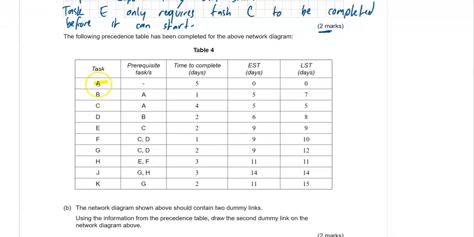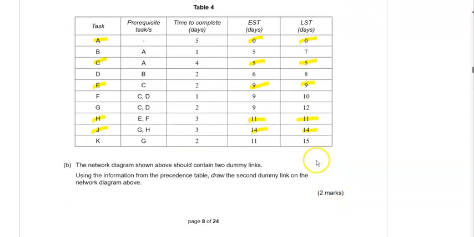So, for example, task A is a critical task because the earliest starting time and latest starting time are the same. Task B is not going to be on the critical path because those values are different. Task C is going to be a critical task. Task E is going to be a critical task. Task H is going to be a critical task, as is task J. They're all the tasks, if you're looking at these last 2 columns, that have the same values. Okay, so they're said to be critical tasks. That's not actually the question though, but that will come in handy shortly.